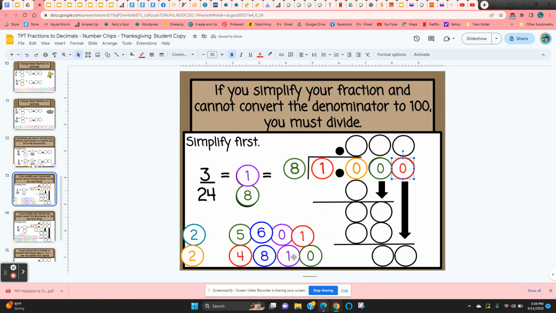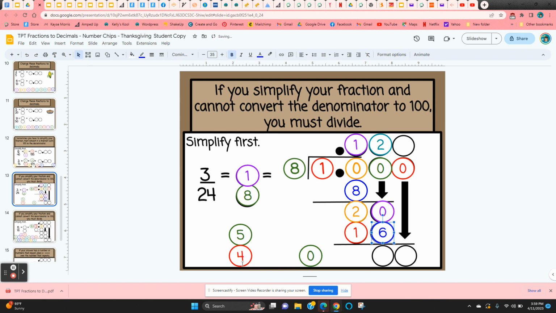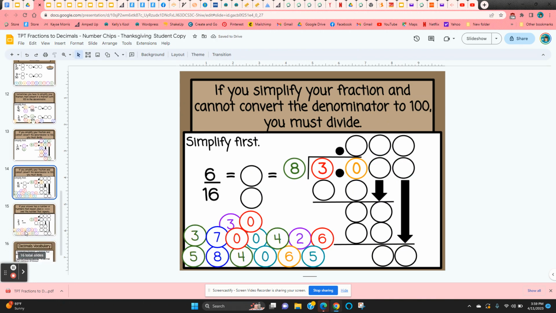8 goes into 10 one time. 8 times 1 is 8. Subtract, they get 2. Bring down a 0. 8 goes into 20 two times. 8 times 2 is 16. Subtract, they get 4. Bring down a 0. Now 8 will go into 40 evenly 5 times. And so now they have their decimal answer. They're going to do the same thing on the next slide.